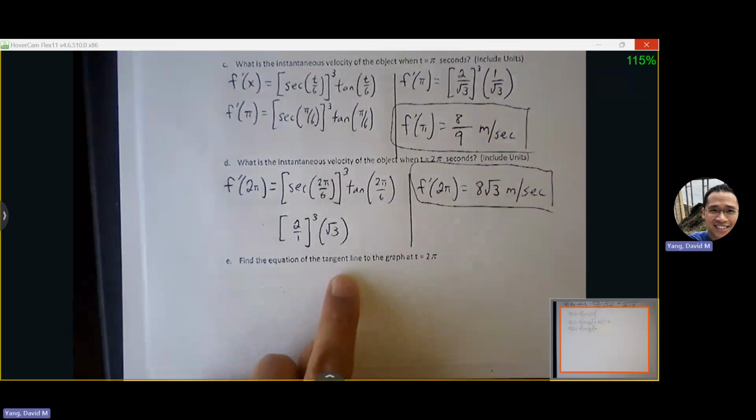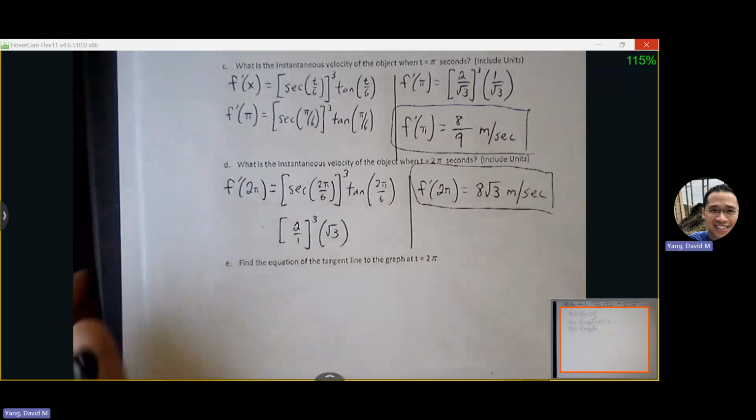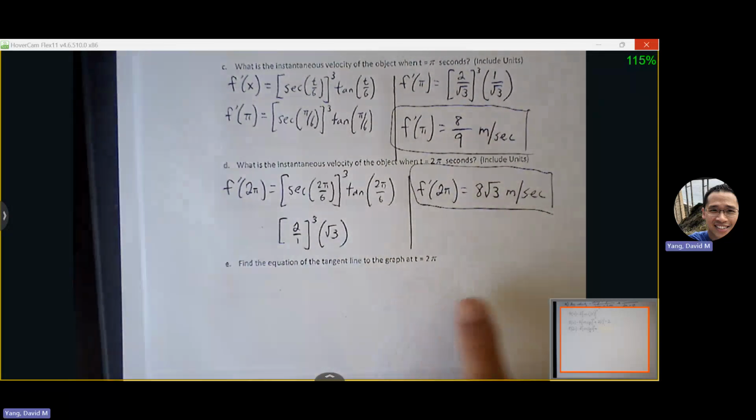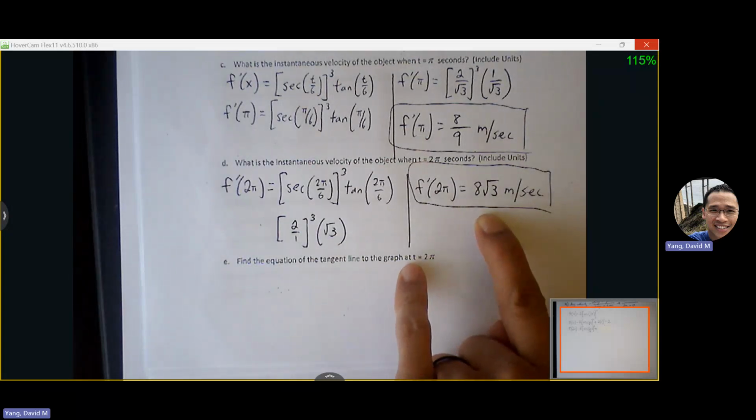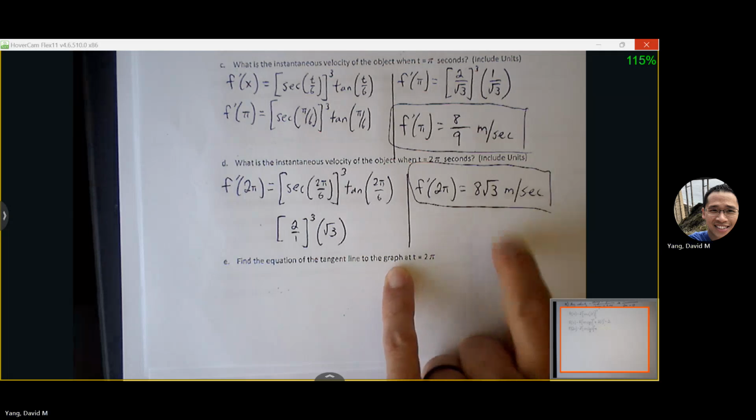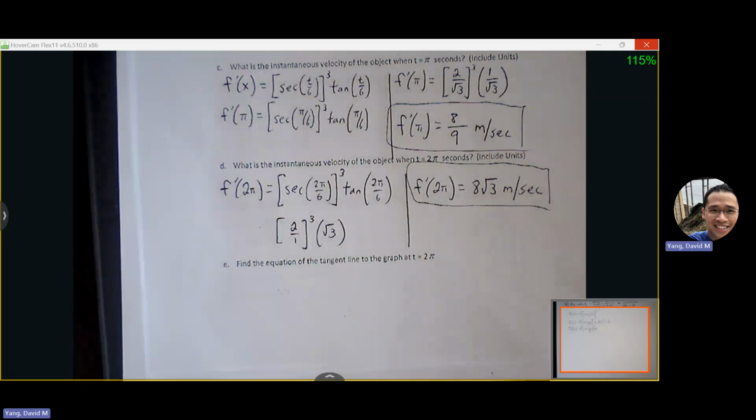Okay. Find the equation of the tangent line to f of t at 2 pi. So we have the slope at 2 pi. We should need the y value at 2 pi. So we'll plug 2 pi back into the original equation to get the y value, and then we'll do point slope form.